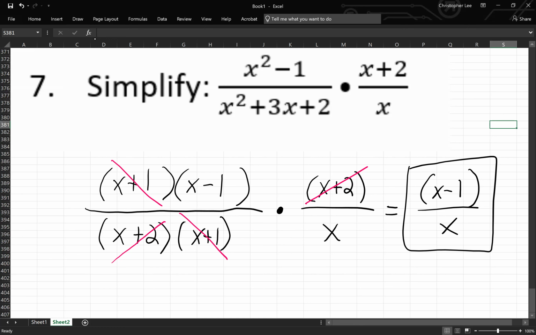All right. Any questions on this? Is everybody clear on this process? We're good? Okay.